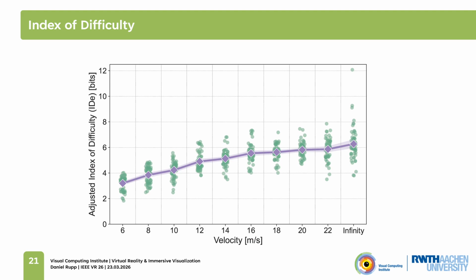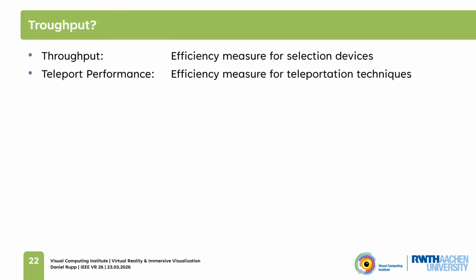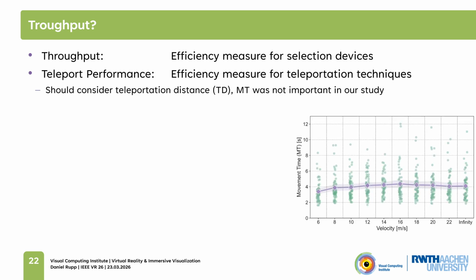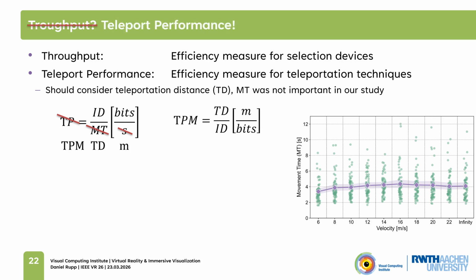Instead of the throughput value, which indicates the efficiency of a selection device, we want an efficiency value for teleportation techniques, which should consider the teleportation distance, as time is less important here. In fact, when looking at the movement time, we can see that the average was around 4 seconds, with not a lot of variation independent of the velocity. So we calculated what we called a teleportation performance metric by changing movement time to teleport distance and flipped around the fraction so a higher value is better.